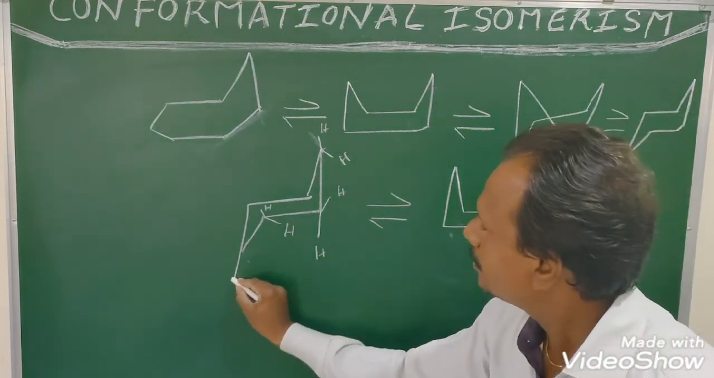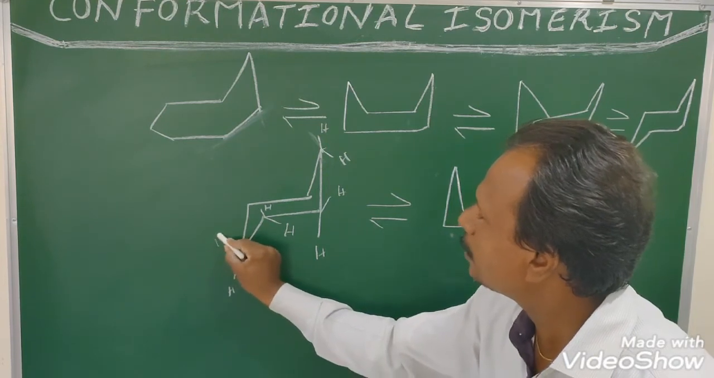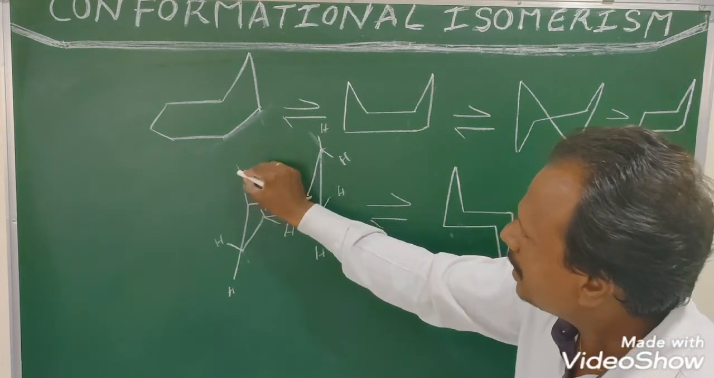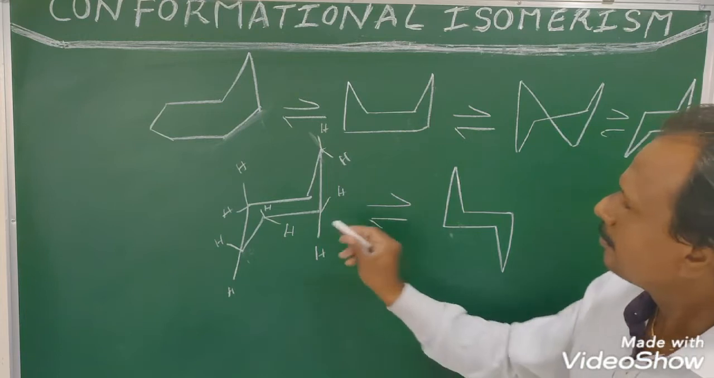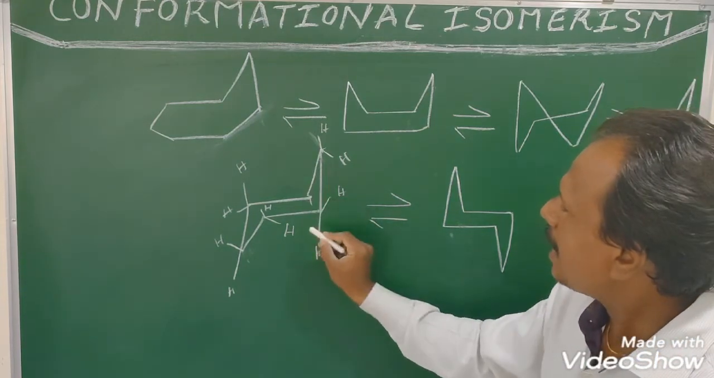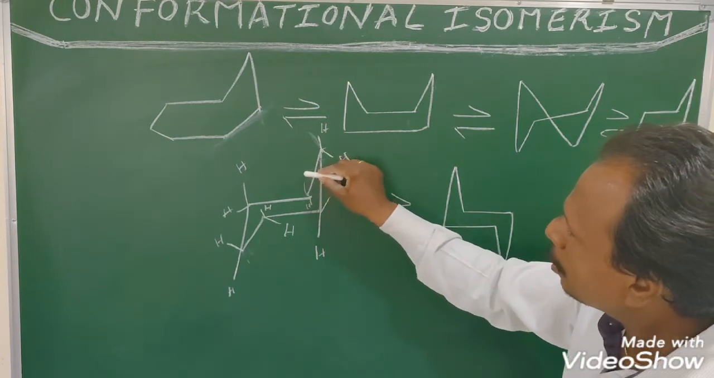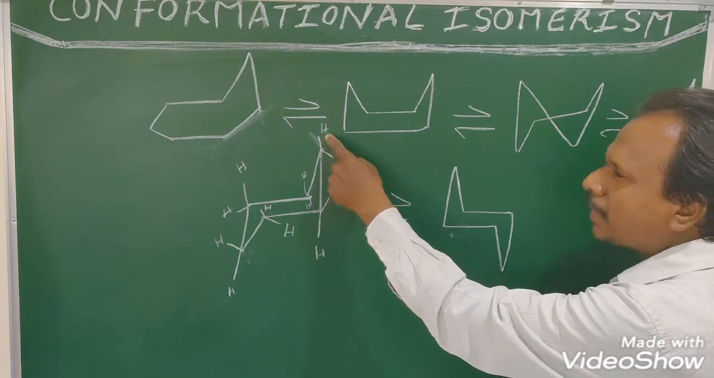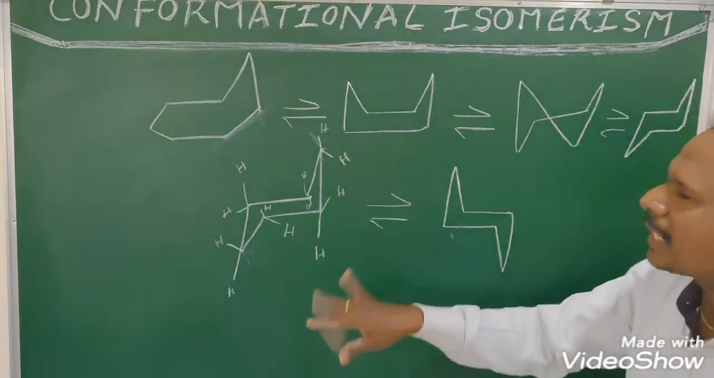Next one. It is axial hydrogen. Another hydrogen is equatorial hydrogen. It is axial hydrogen. It is equatorial hydrogen. It is axial hydrogen. Another one is equatorial hydrogen. Due to flipping, what happens? Axial hydrogen is converted to equatorial. Equatorial is converted to axial.